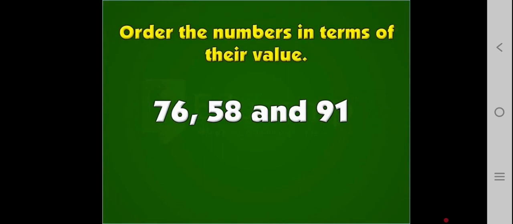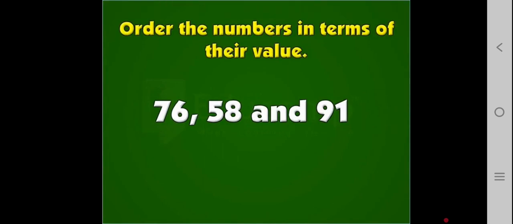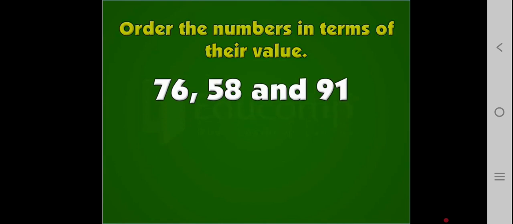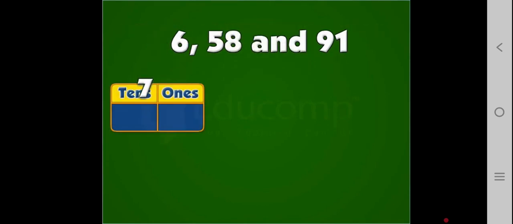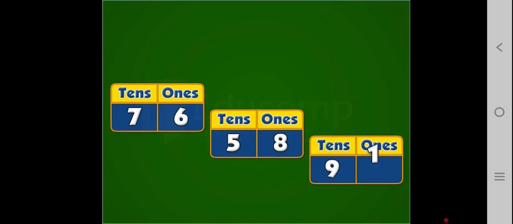What if we have three numbers? Can we determine which is the greatest and the smallest? Can we order them in terms of their value? We have 76, 58 and 91. Let's first break down the numbers like we have been doing so far. So 76 becomes 7 tens and 6 ones. 58 becomes 5 tens and 8 ones. And 91 becomes 9 tens and 1 one.